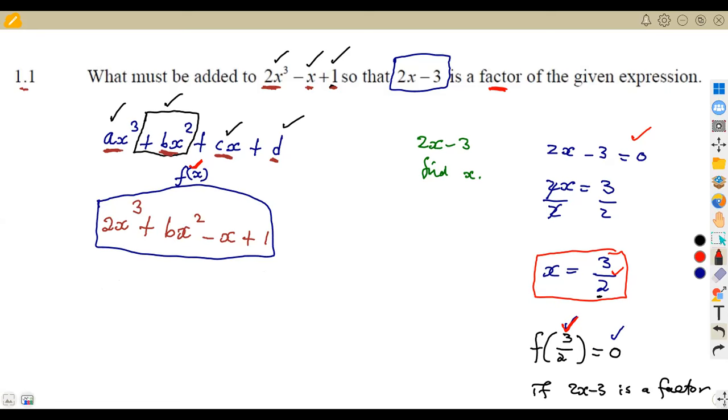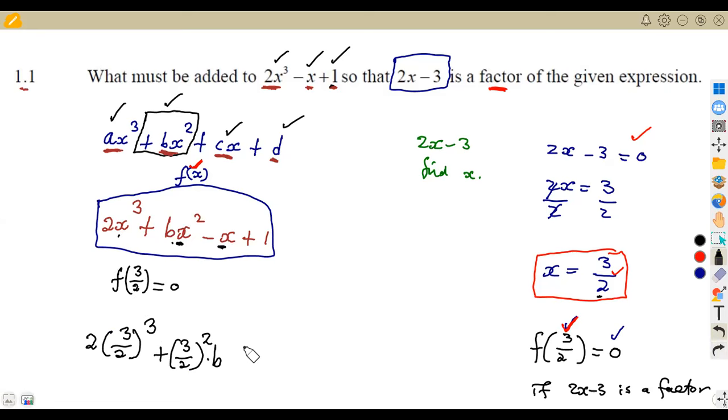So let us have this now. All right. So our statement is that f of 3 over 2 is supposed to be equal to 0. So let us substitute. Where there is x, we put 3 over 2. So it's going to be 2 times 3 over 2 cubed. Here, where there is x, we substitute 3 over 2 again. So it's going to be plus 3 over 2 squared times b, because there is a b here.